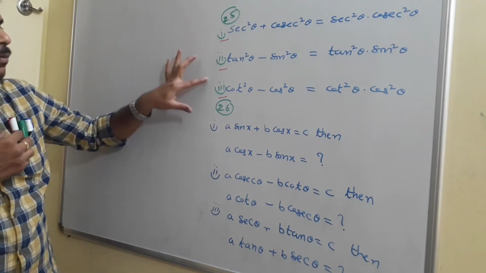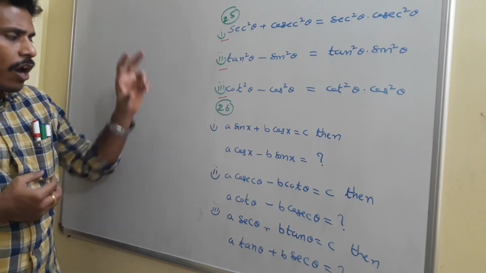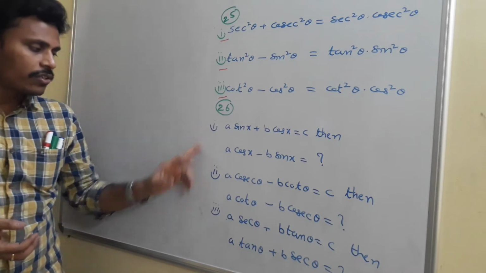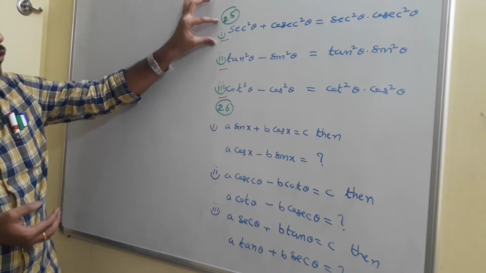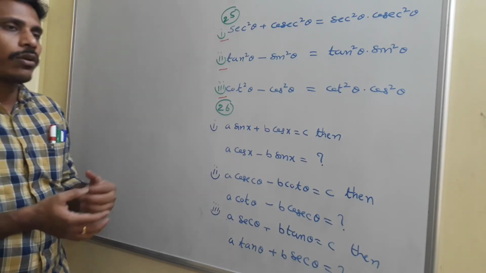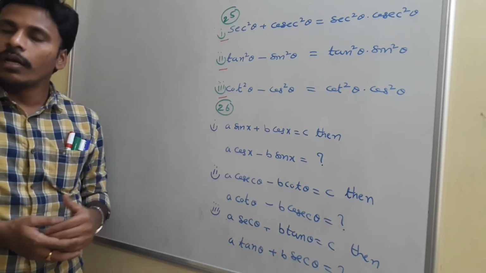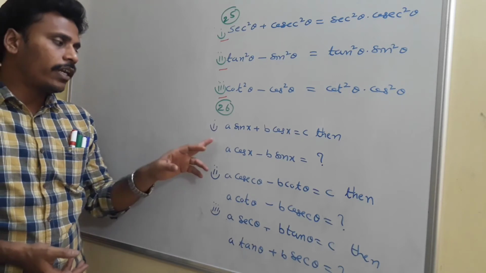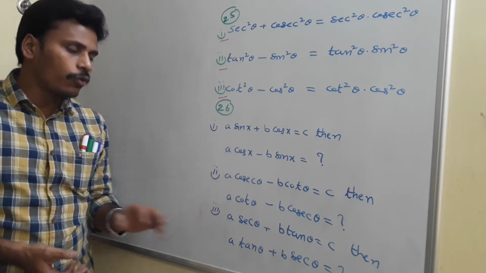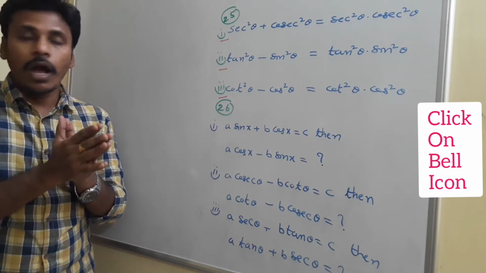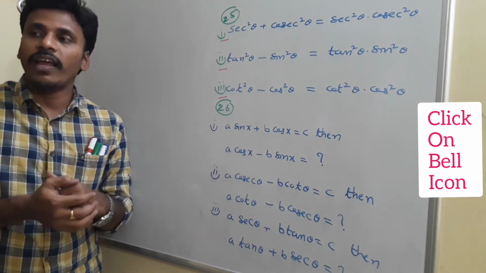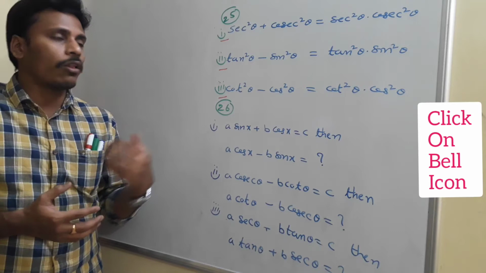So these three are in one pattern, and these three are in some other pattern. If I help you to prove this first one, then automatically you can prove the remaining two. Here also the same thing. If I do the first one, then automatically you will do the remaining 2 and 3. So first have a look perfectly at how I am solving the first one, and then I will give you some time to solve the remaining two.